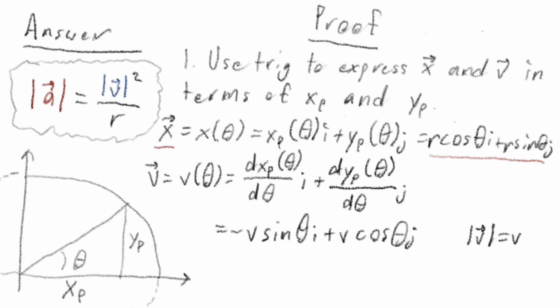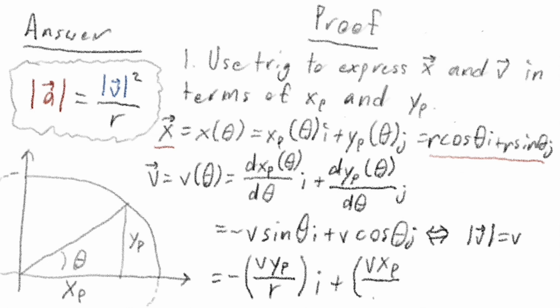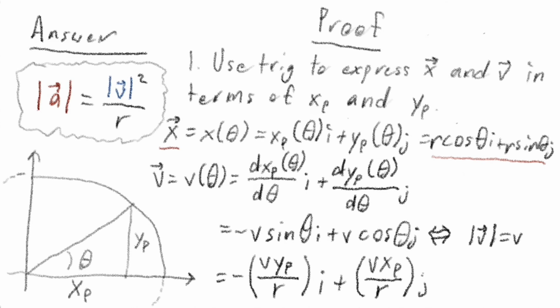The magnitude of the vector v is, well, v. So the full vector v is actually negative v sine theta for the x component and v cos theta for the y component. But now, again, using trigonometry, sine is just y over r, the radius of the circle, and cosine is x over r. So this is the final expression we have for v.